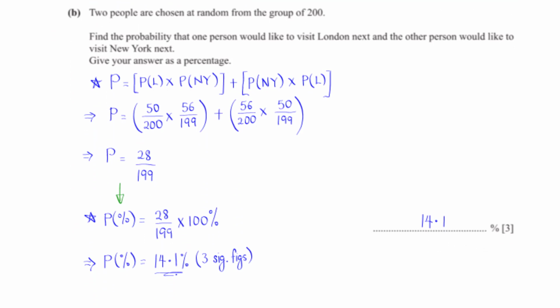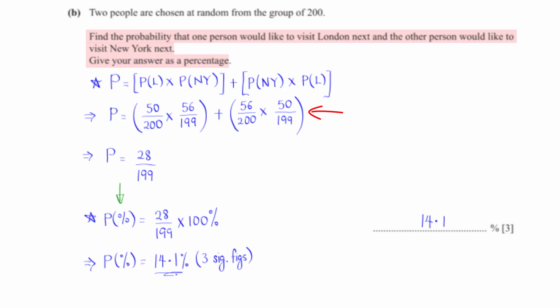2 people are chosen at random from the group of 200. Find the probability that one person would like to visit London next and the other person would like to visit New York next. Give your answer as a percentage. So the probability we are required to find can be expressed as this. The probability that the first person picked would like to visit London next is 50 over 200. The probability that the second person picked would like to visit New York is 56 over 199.